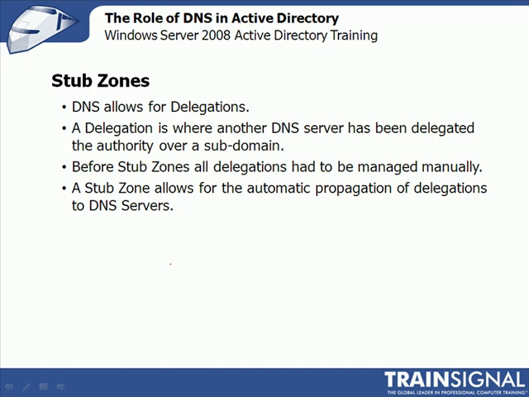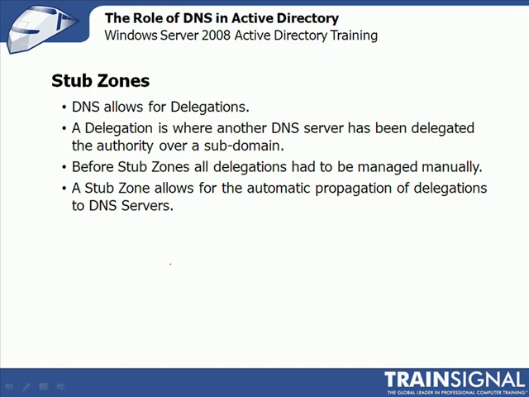DNS allows for something called delegations. A delegation is where another DNS server has been delegated the authority over a subdomain. So I may be a DNS server which is authoritative for globalmantics.local. There is a domain that we create called na.globalmantics.local. So we may delegate another DNS server to be authoritative over na.globalmantics.local. Now, before we had stub zones, all of these delegations had to be managed manually.